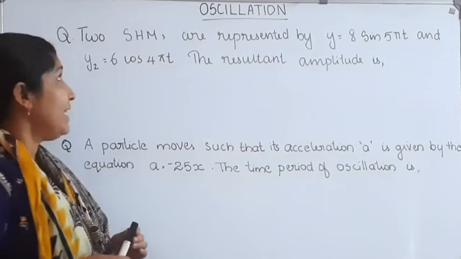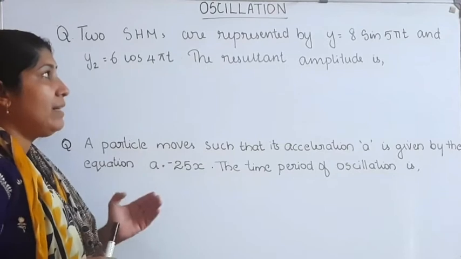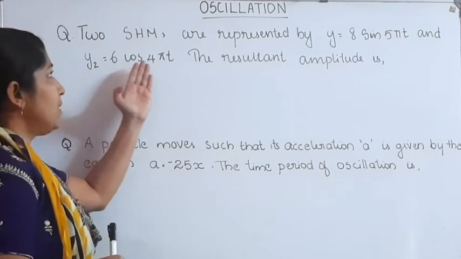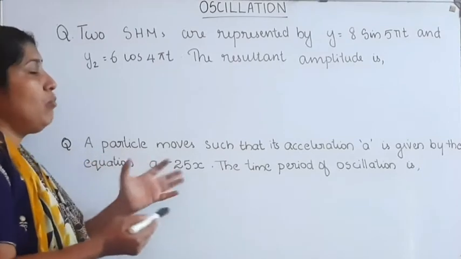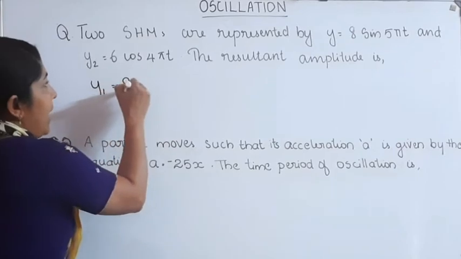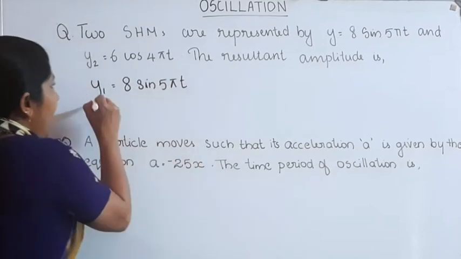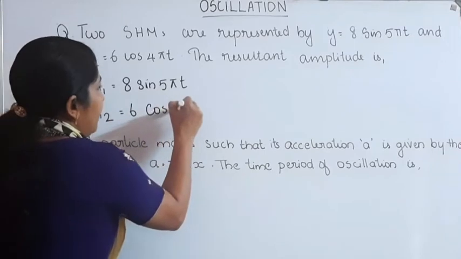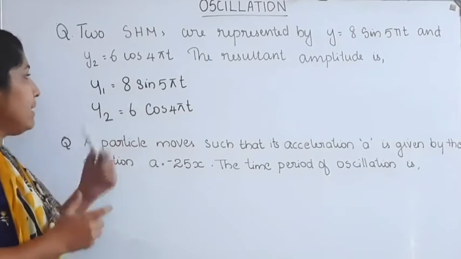Our next question: two simple harmonic motions are represented by y1 is equal to 8 sin 5 pi t and y2 is equal to 6 cos 4 pi t. The resultant amplitude is? Two simple harmonic motions are given. The first one, y1, is equal to 8 sin 5 pi t, which is a sine term. The second one, y2, is equal to 6 cos 4 pi t. The first one is a sine term and the second is a cos term.